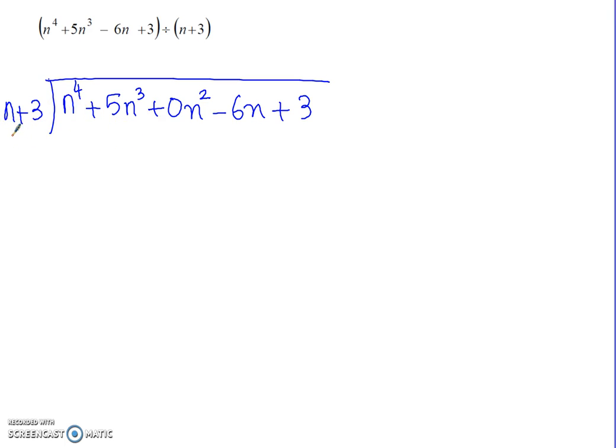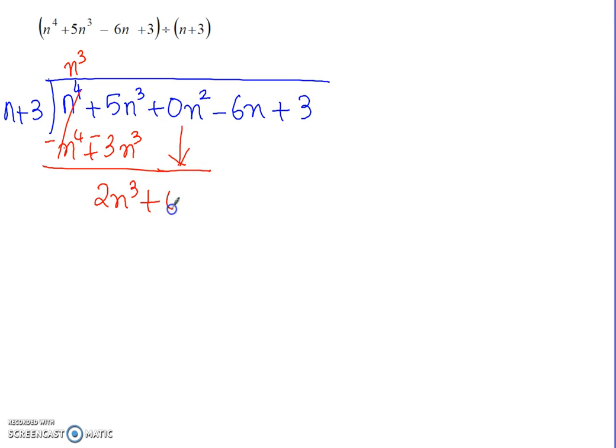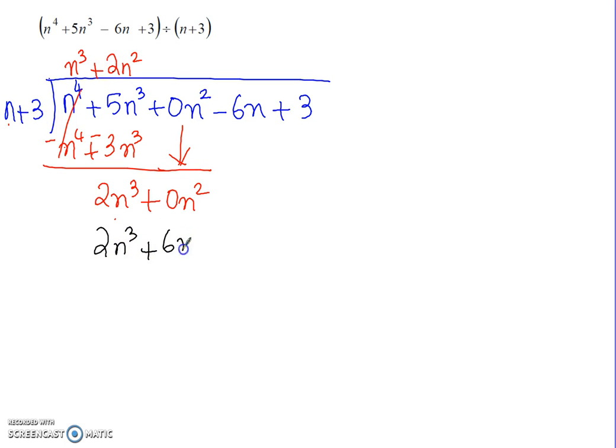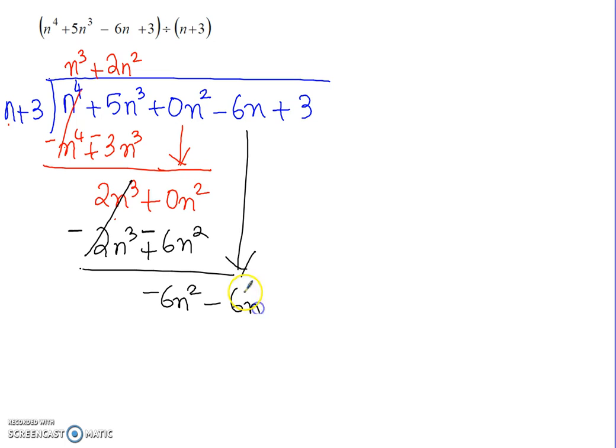n to the 4th divided by n, we get n cubed. Distributed, we get n to the 4th plus 3n cubed. Subtract by changing the sign. Positive becomes negative, positive becomes negative. They cancel. 5 minus 3 is 2n cubed. Bring down the next term, 0n squared. Now divide the first term by the first term. 2n cubed divided by n is 2n squared. Now you distribute it. So when you distribute it, you get 2n squared times n is 2n cubed. 2 times 3, 6n squared. Subtract, change the sign. They cancel. 0 minus 6 is negative 6n squared. Bring down the next term, negative 6n.